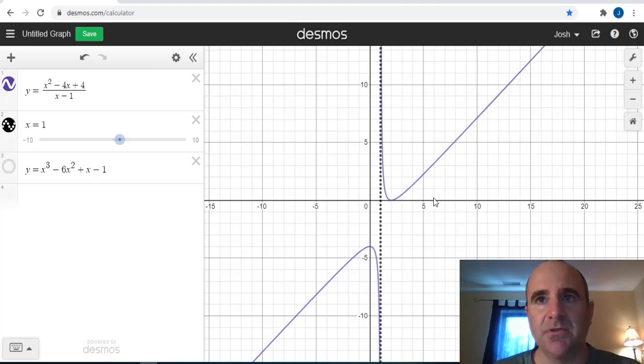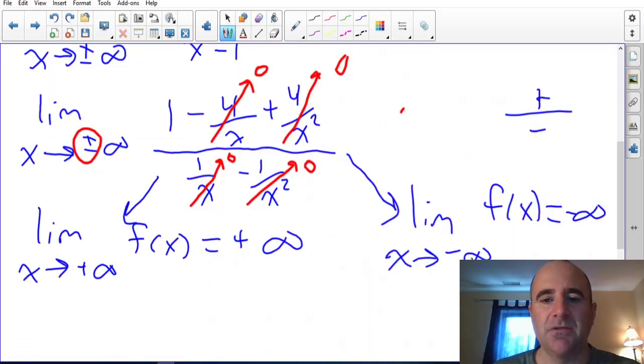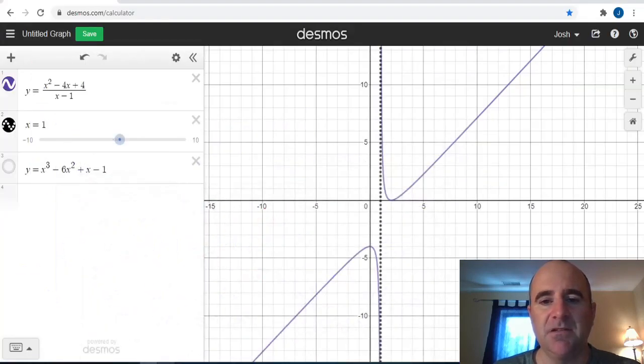As x gets really, really large, the y values approach infinity. As x gets really small or big in the negative direction, the y values approach negative infinity, which is exactly what we thought was going to happen. So that's this end behavior right here. That means that this graph also, by the way, does not have a horizontal asymptote, because there's no horizontal line that it approaches. But something about this graph is still a bit strange.